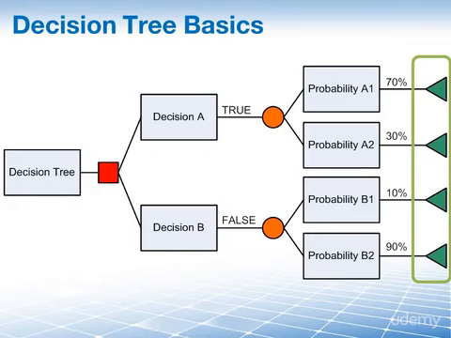Therefore, if you draw a manual decision tree and you have 10 or 20 decisions with 10 or 20 chances, these trees can grow big, big, big.